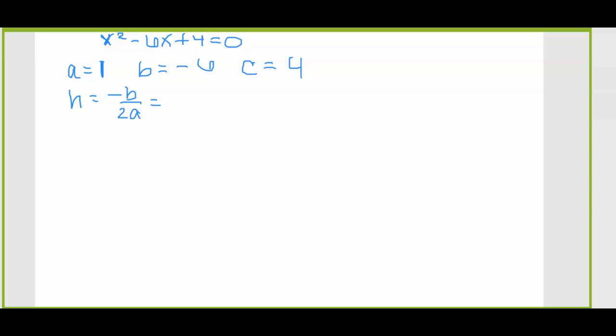Good, it is 3. Because it'd be a negative 6 all over 2 times 1, which becomes a positive 3. Excellent. Who are you picking on? Okay, what's my K value? I'll give you a minute to plug it in if you need it.